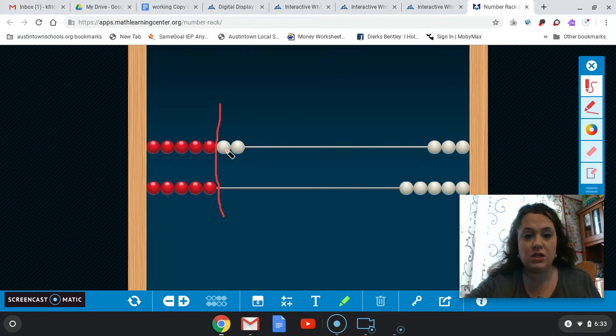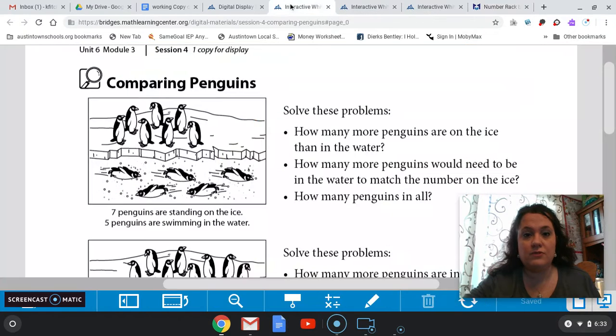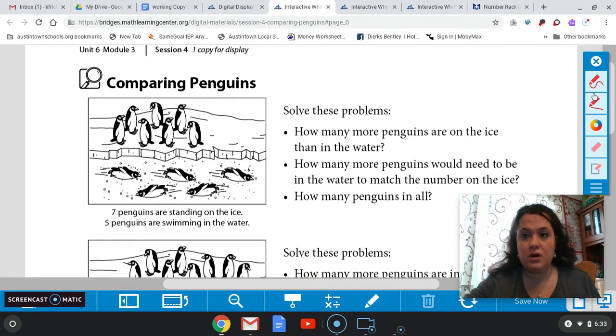So we paired these off. What do I have left that does not have a partner here? Good, 2. So I have 2 penguins that are not on the ice. So how many more? 2. Okay, our answer there is 2.